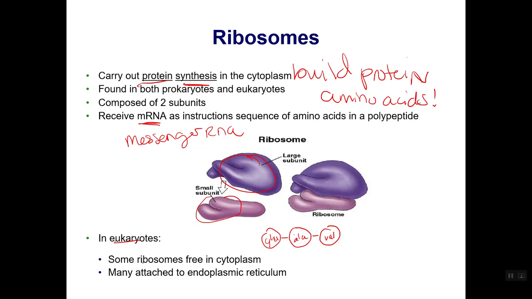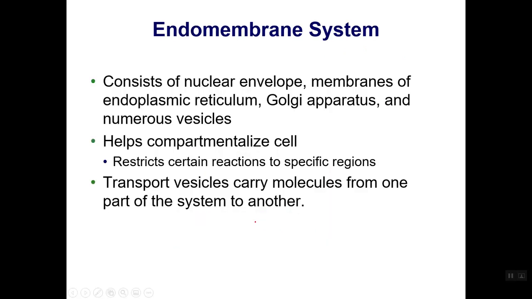In eukaryotes, some ribosomes are free in the cytoplasm, but a lot of them are attached to the endoplasmic reticulum. So that's not the case for prokaryotes, because prokaryotes don't have an endoplasmic reticulum. Now, endoplasmic reticulum, we're going to get to on the next slide. It's part of the endomembrane system.